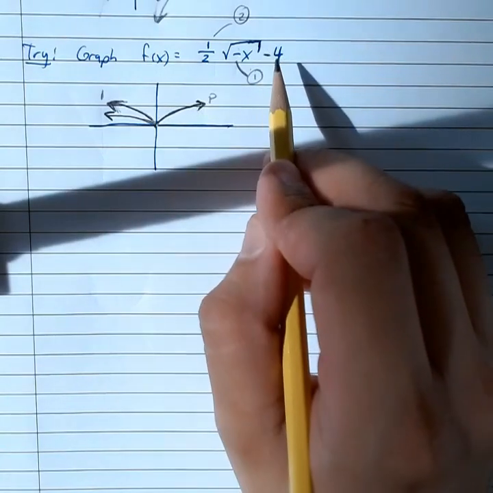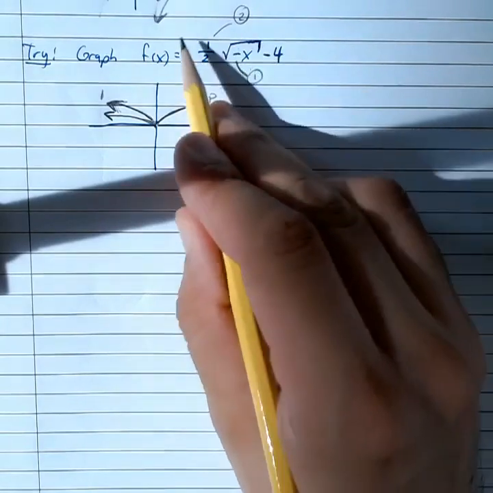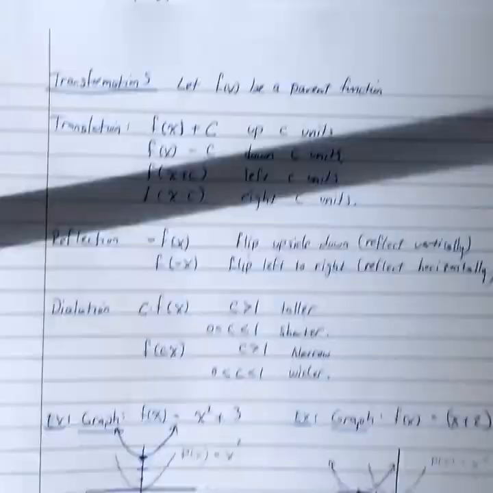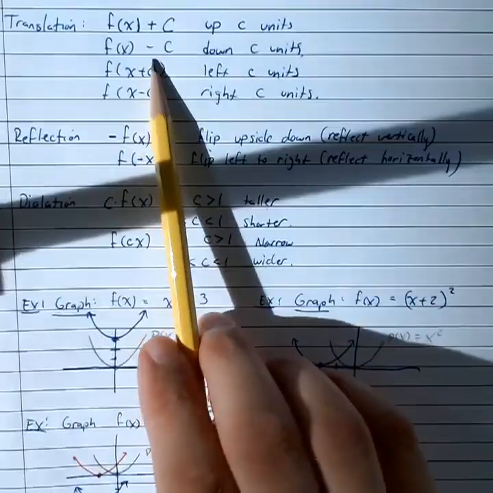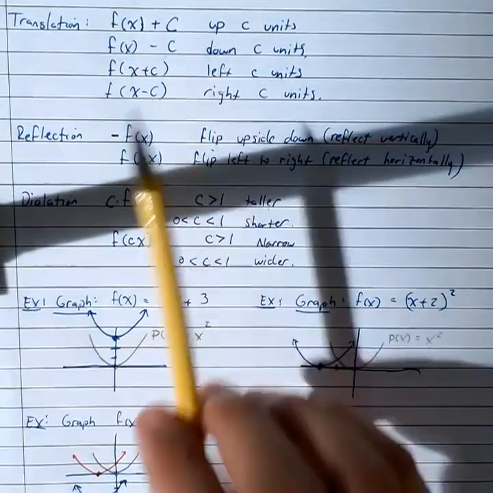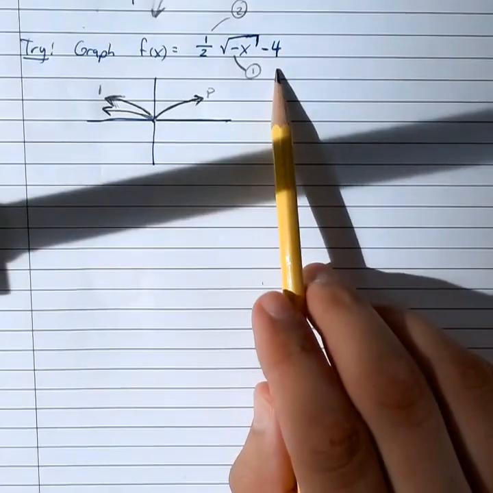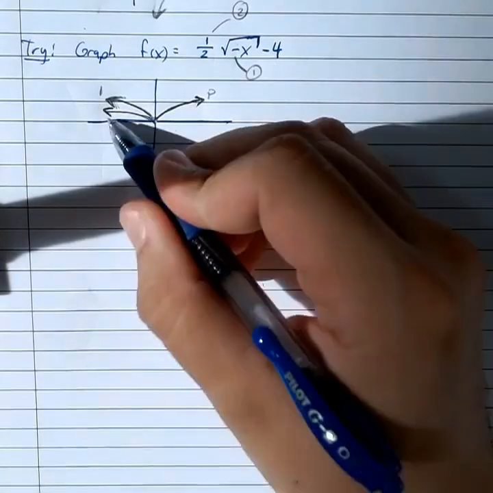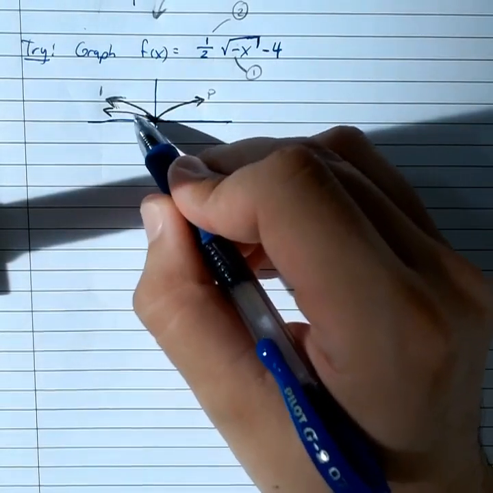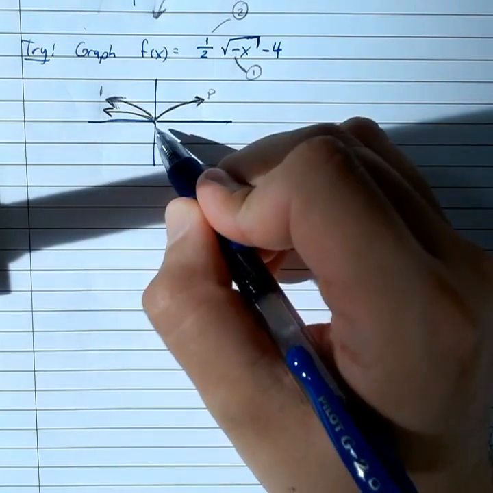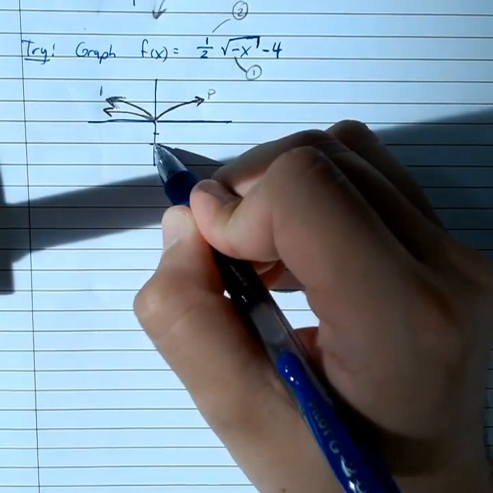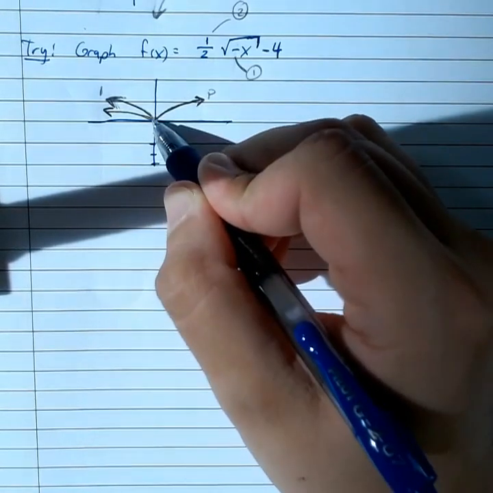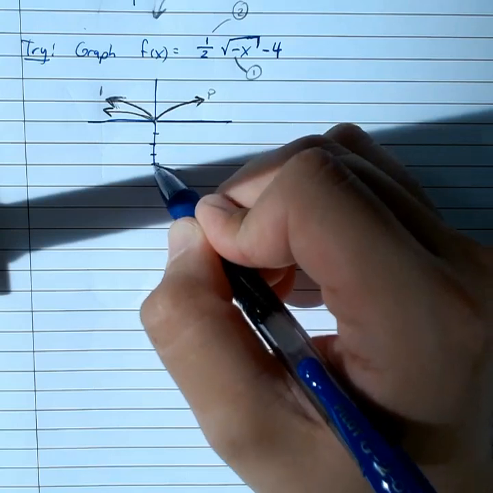And finally, the -4. Well, now I'm subtracting something from the entire function. It's not on the inside here. It's subtracting from everything. It's going to move everything down. And in this case, since that's a -4, it's going to move everything down 4 steps. So this short graph that's flipped over to the left, it's going to go down 1, 2, 3, 4 steps.